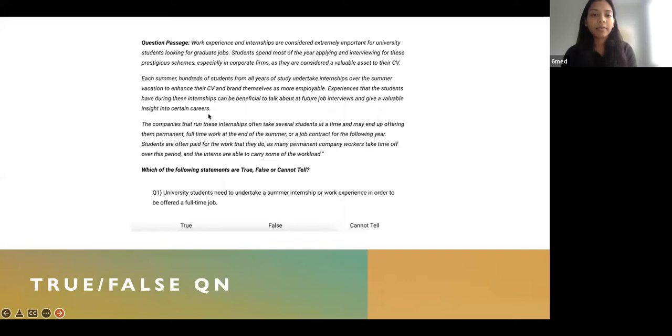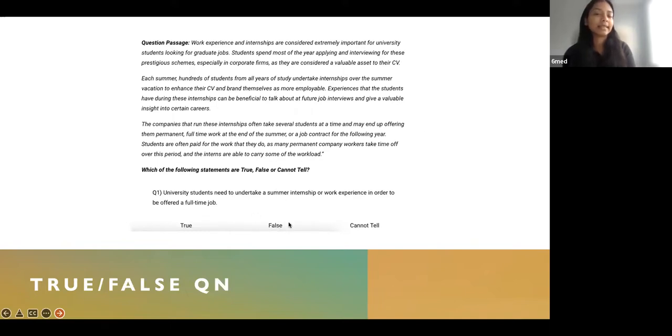Then scanning for more of these keywords, in the third paragraph I find: the companies that run these internships often take several students at a time and may end up offering them permanent full-time work at the end of the summer. The keyword here is "may end up offering", whereas this statement is saying in order to be offered a full-time job, they need to undertake summer internships or work experience. So because it's "may end up" rather than "will end up", I would say the statement is false.